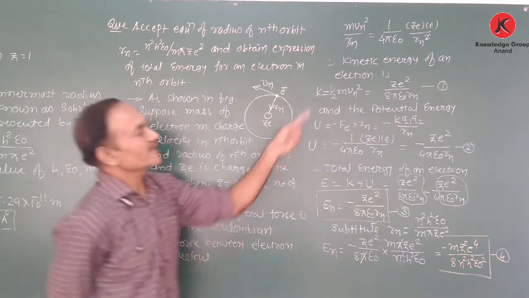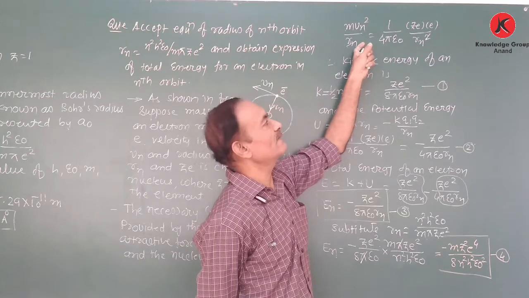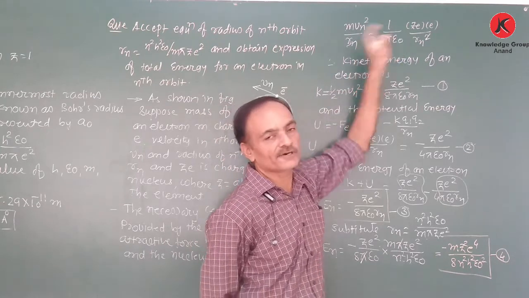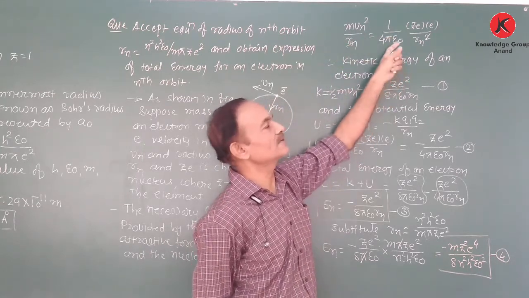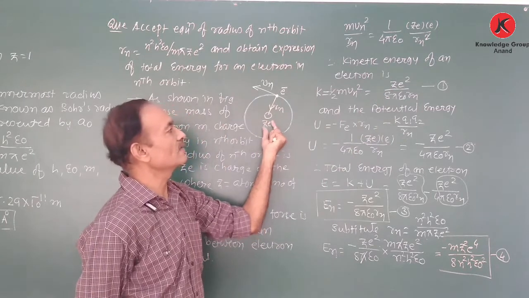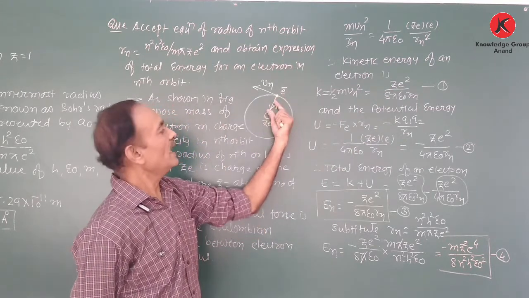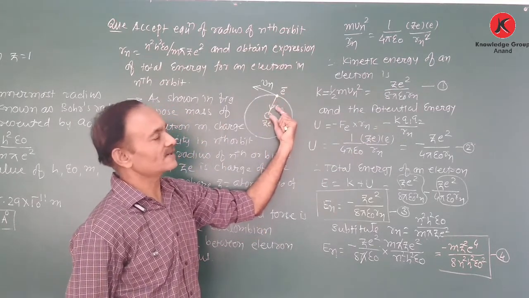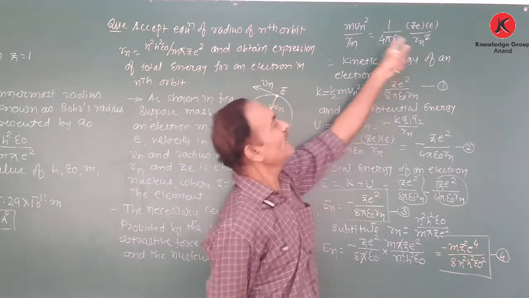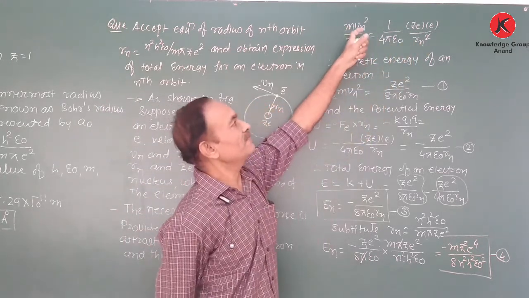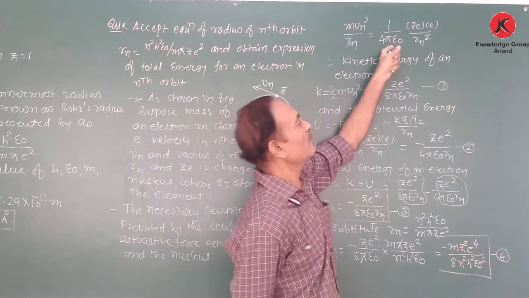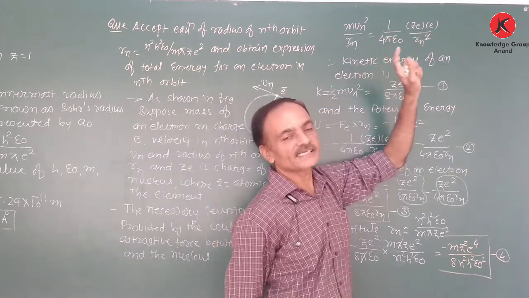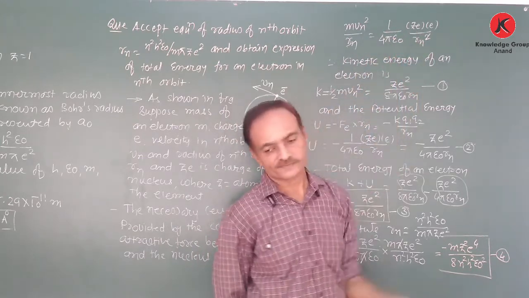Therefore, the centripetal force m v square upon r is equal to the Coulombian force 1 upon 4 pi epsilon 0 Ze, that is our q1, into e, our q2, and the square of the distance r square. One r cancels. We obtain m v square is equal to 1 upon 4 pi epsilon 0 Ze square upon r.